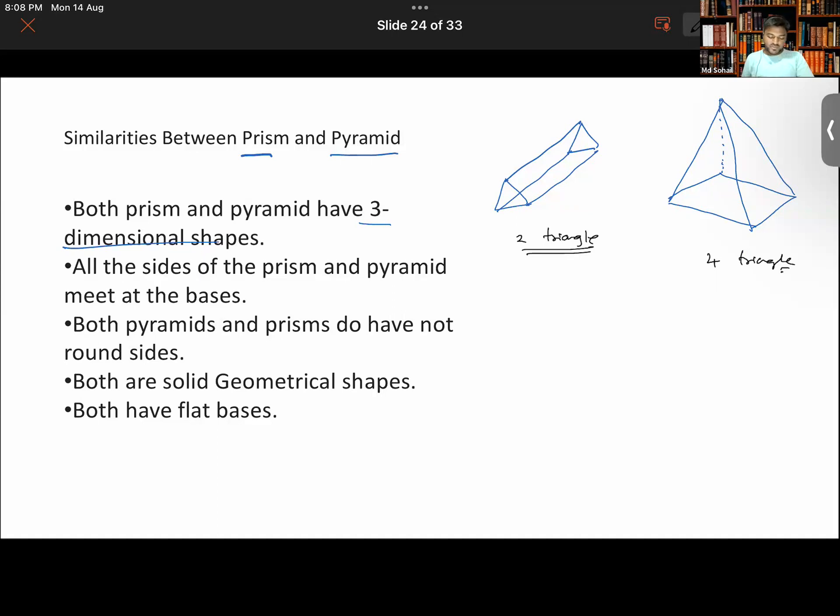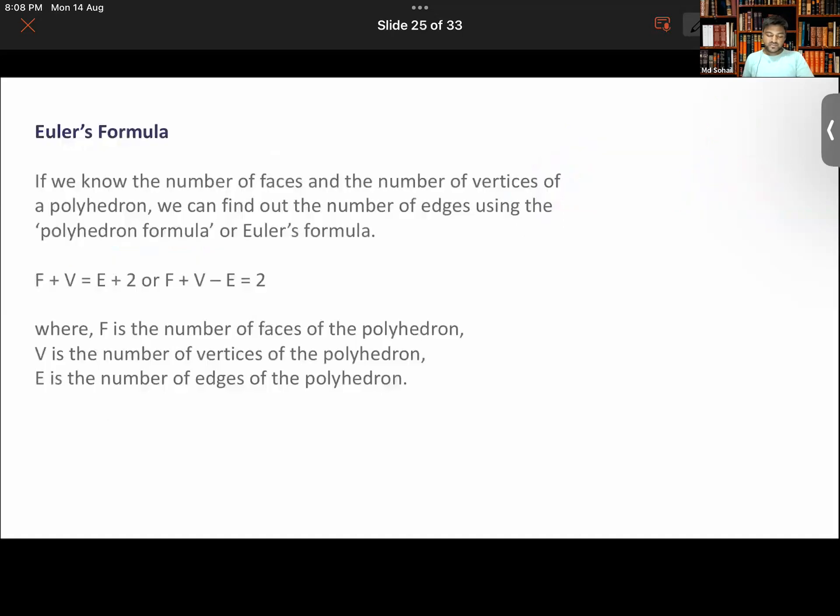Now talking about other things in this one, the sides are not round. Obviously, they are sharp edges. They have got sharp edges, and they have got flat bases. This is the flat base. This one is also a flat base. That is pretty simple over here.